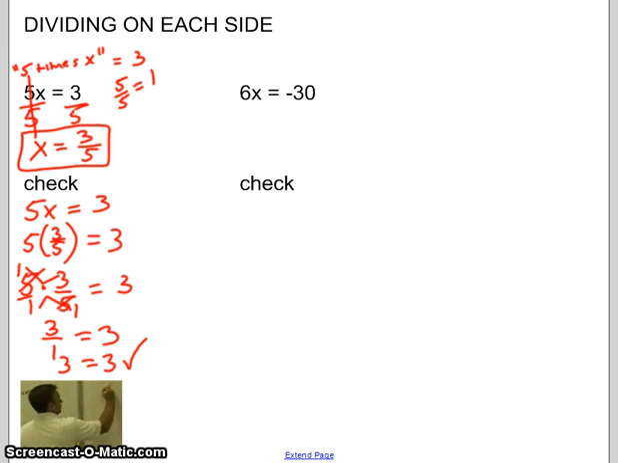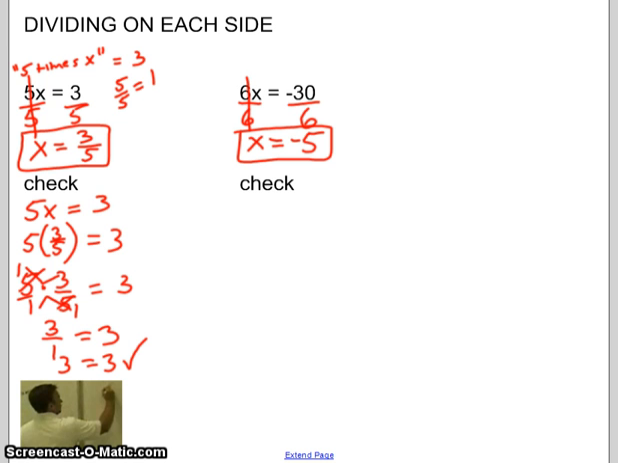Okay, next problem, 6x equals negative 30. In order to get x by itself, we're going to divide by 6 to cancel it out. Whatever you do to one side, you have to do the other side. So now we have x equals negative 30 divided by 6. Well, I know 30 divided by 6 is 5, and then one negative here. Negative divided by a positive is negative.